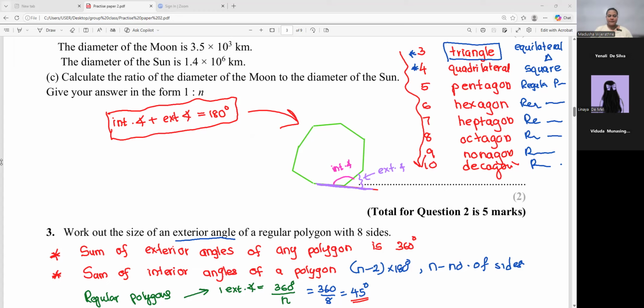Interior angle, if I take it as x, plus exterior angle 45 equals 180. Then this interior one is 180 minus 45. This is to find the interior angle. 180 minus 45 is 135.